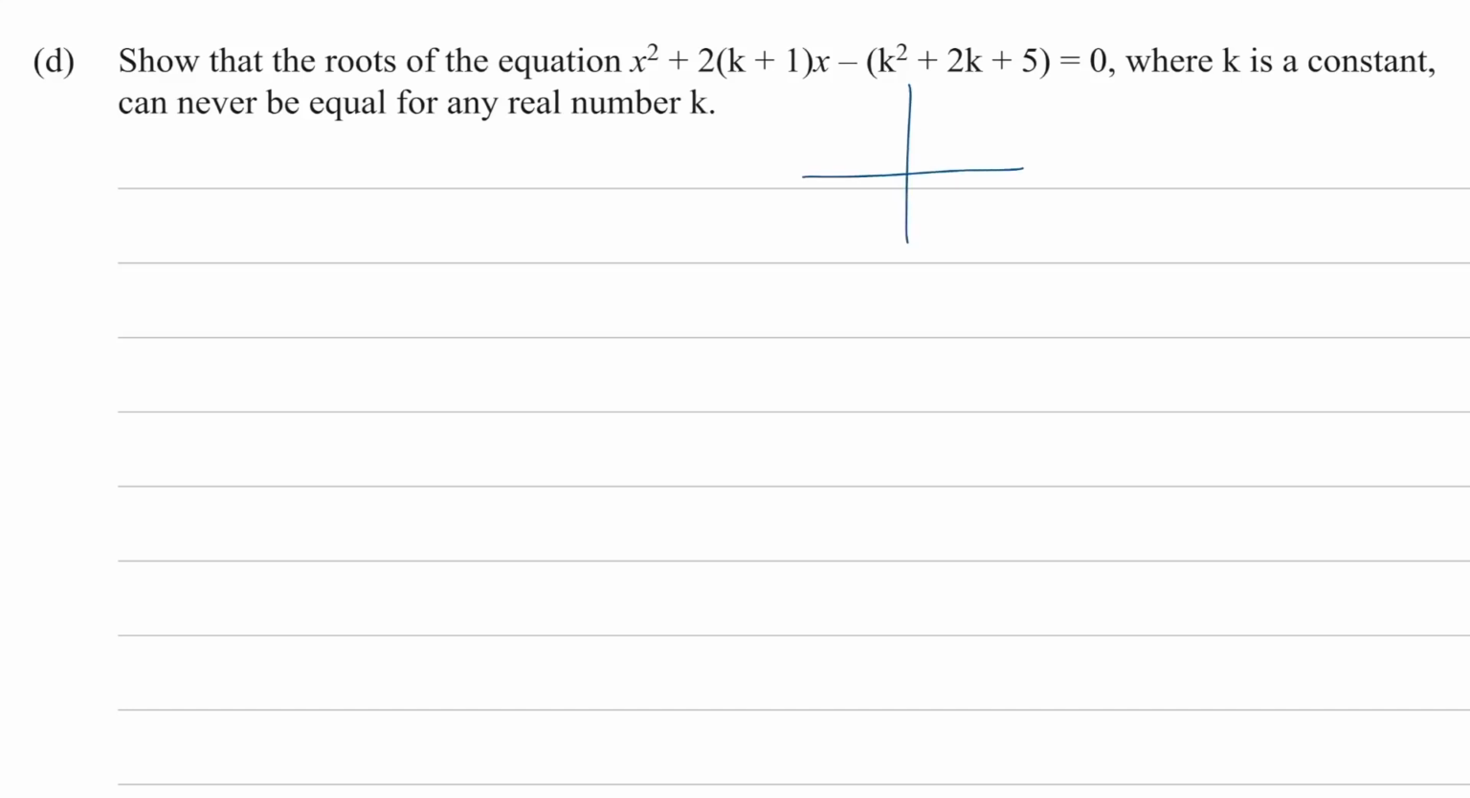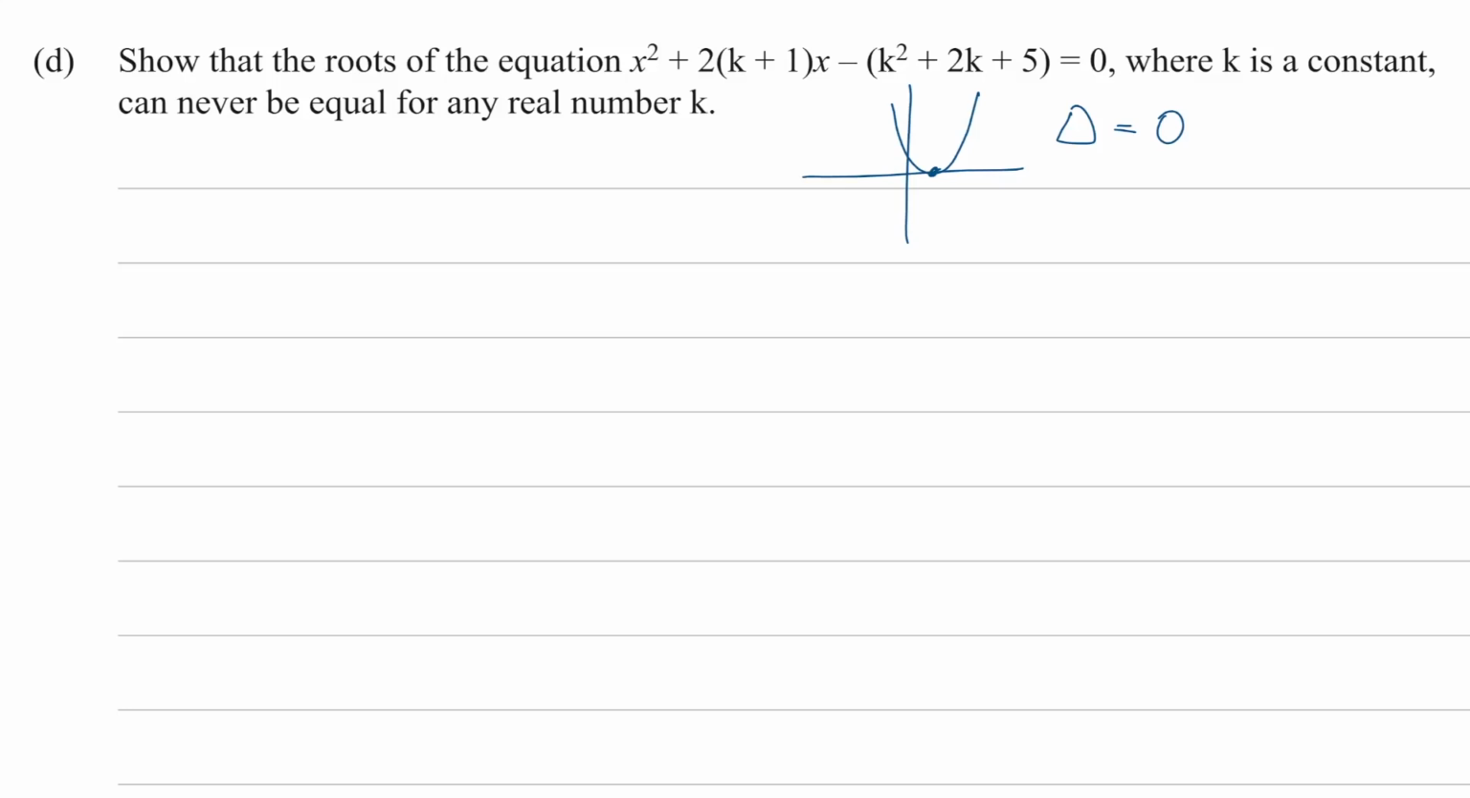So graphically, roots are the same if there's one intercept, like that, and it's repeated. And we know using the discriminant that happens when the discriminant is equal to 0. So we need to show that the discriminant of this quadratic equation cannot be equal to 0. Because if it can be equal to 0, that means it is possible for there to be two identical roots. But we need to show that they can never be the same, they can never be equal to each other.